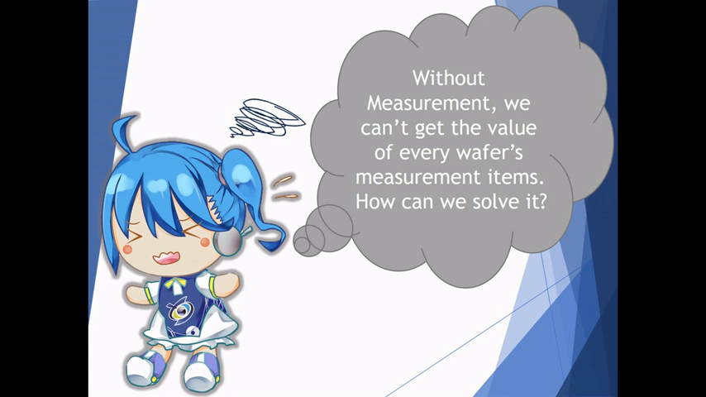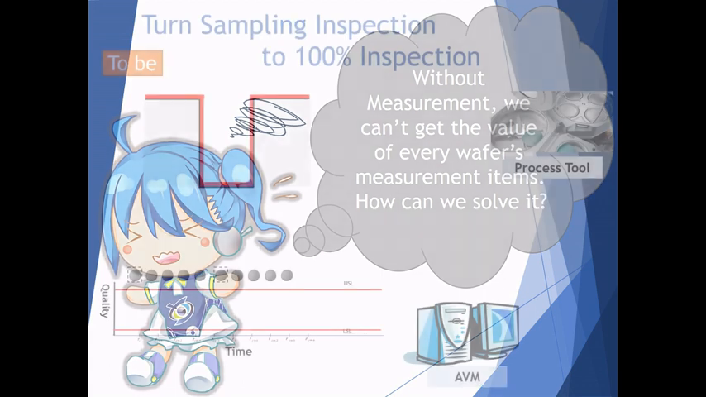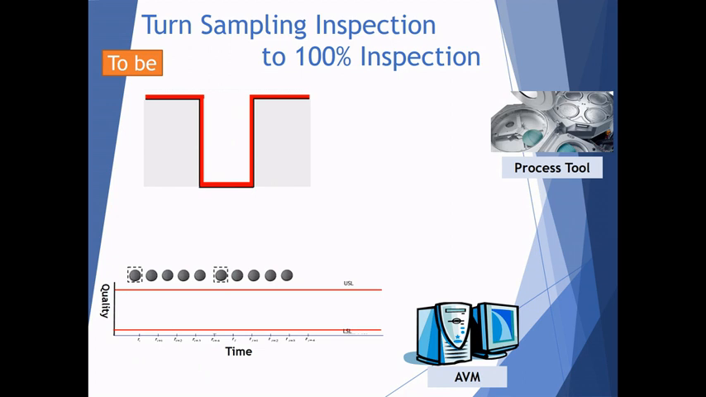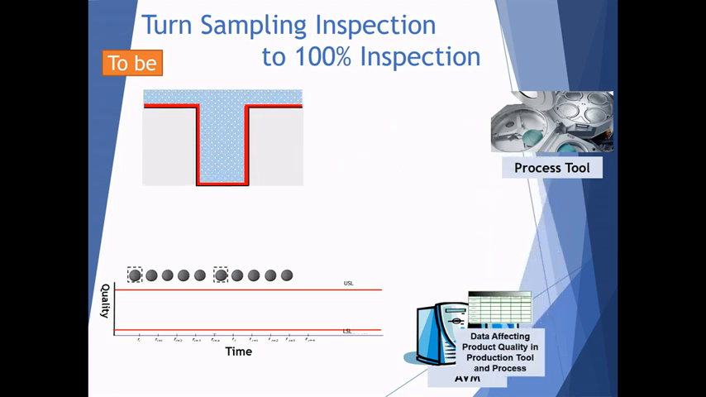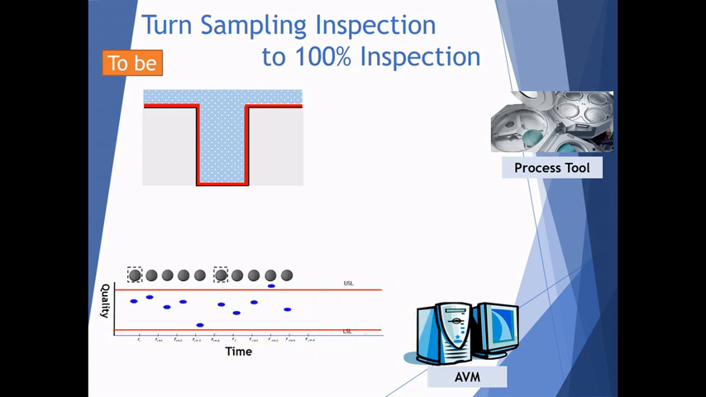How can we solve it? AVM can predict the measured items, such as thickness, of every wafer in real time from the sensor data in the production tool. Furthermore, AVM performs constant self-learning, and the prediction model is adjusted automatically by new in-measurement data, which could ease users' burden of building models.